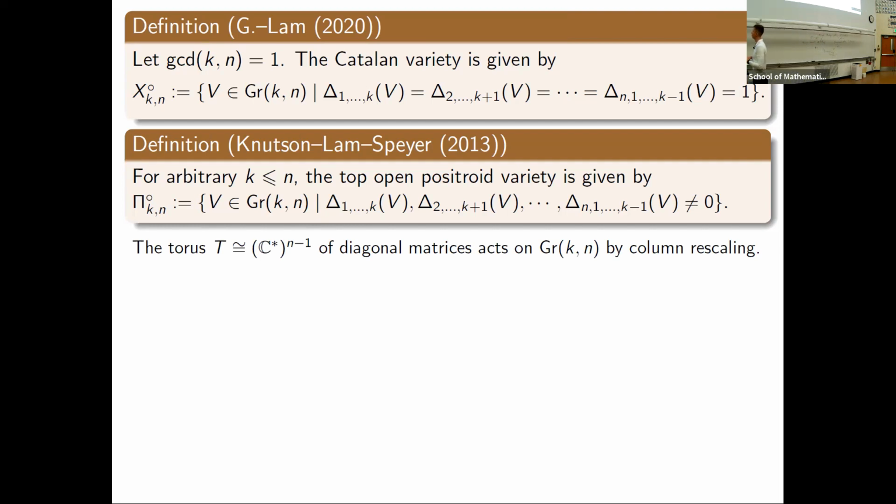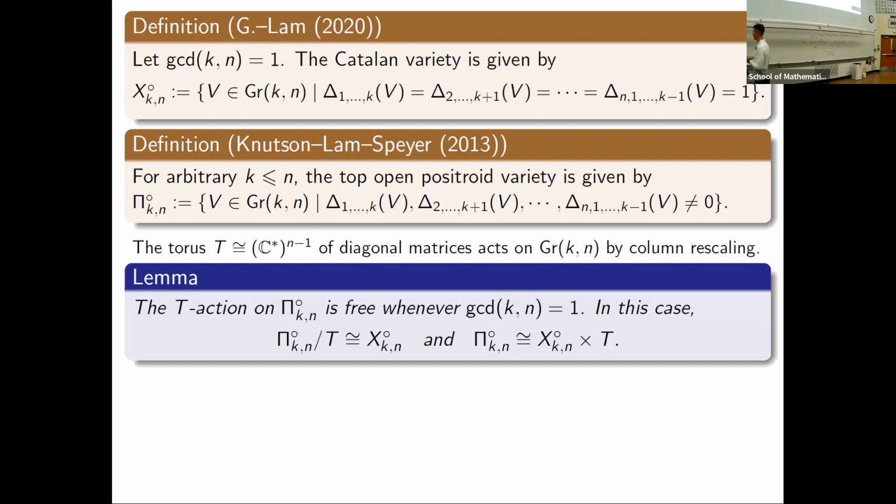And so one cool fact is that this torus action is free, meaning that non-trivial elements act without fixed points. The action is free if and only if the GCD is 1. And in this case, you have this nice relationship between the two varieties. Essentially, once you strip off enough of these C star factors, you get the Catalan variety. And it's a cool exercise: if the GCD of k and n is 1, given any matrix satisfying these conditions, where all these minors are non-zero, show that you can find a unique diagonal matrix which rescales all the minors so they all become equal to 1.